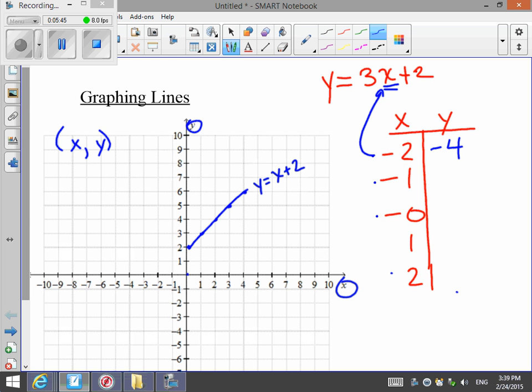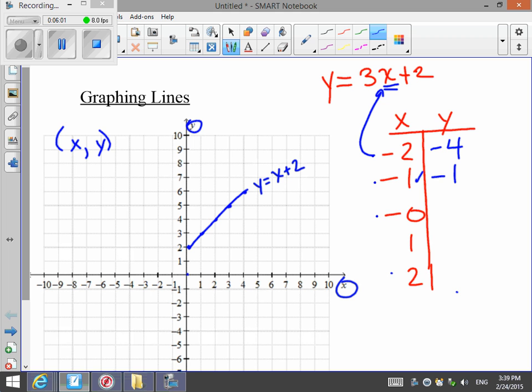So when I do the next one, the next value I'm going to do is this negative 1. I put it where the x is, and it becomes 3 times negative 1. 3 times negative 1 is negative 3. I add 2. That's going to give me negative 1.